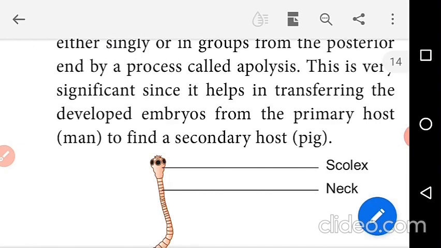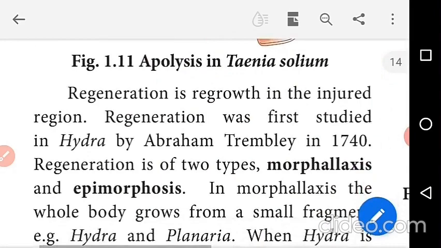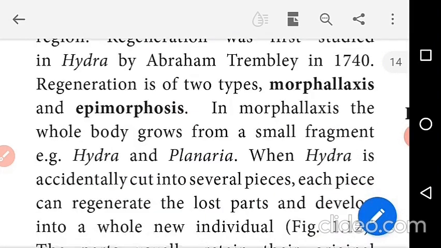Then the next topic is regeneration. Regeneration இழப்பு மீட்டல். Regeneration is the regrowth of an injured region. Hydra was first studied by Abraham Trembley. In 1740 he first observed regeneration. Regeneration has two different types: one is morphallaxis, and the other is epimorphosis.